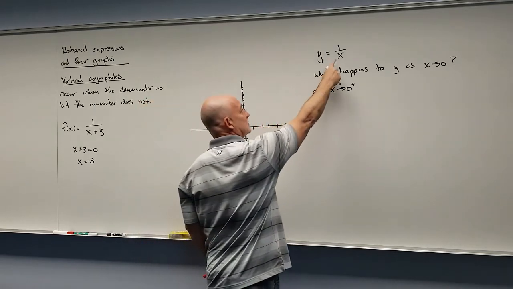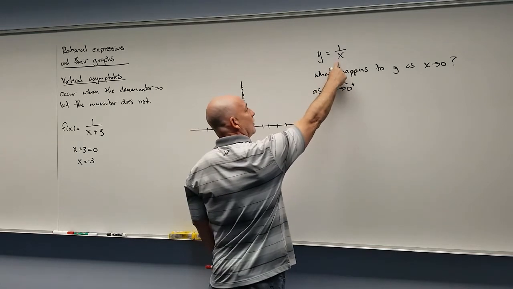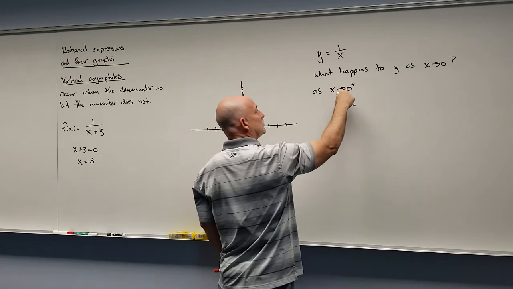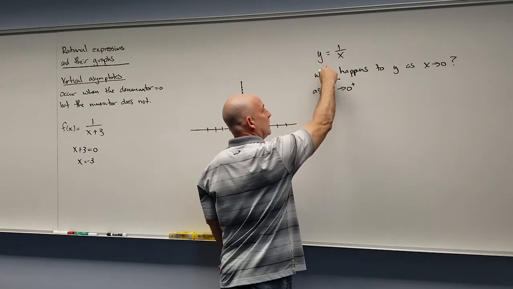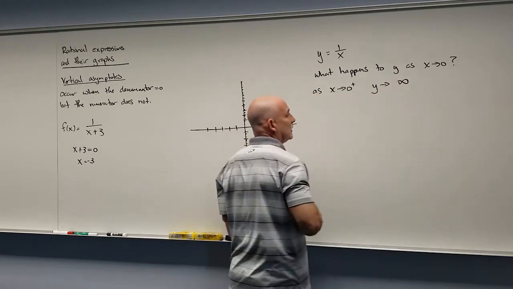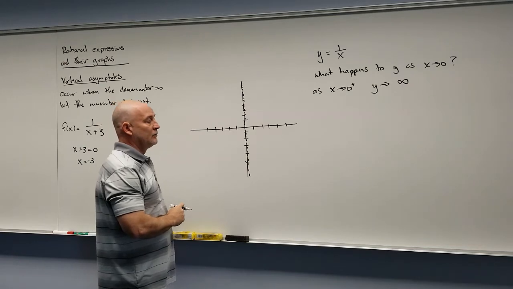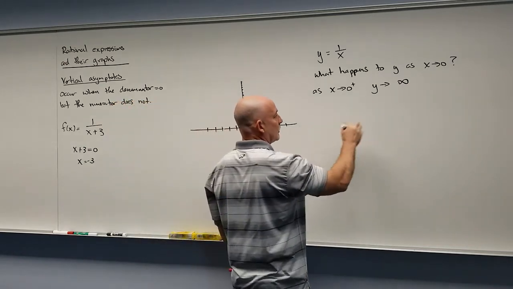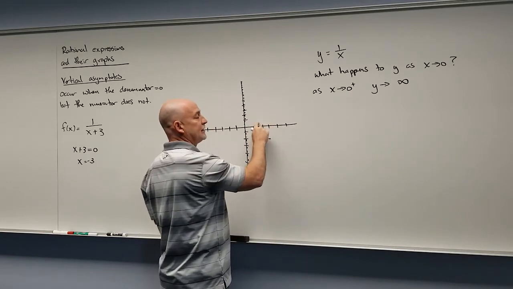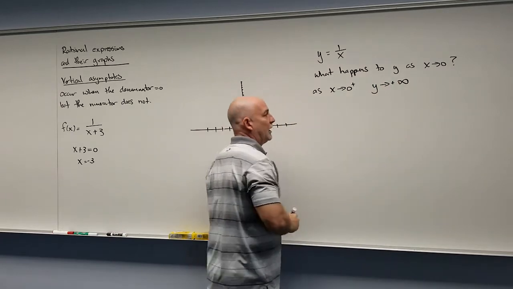What's going to happen to this expression? Well, if the bottom's getting smaller, that means the entire thing's getting bigger. So as x gets smaller and smaller and smaller, y is getting bigger and bigger and bigger. That means y is going to approach infinity. Now, is it going to approach positive infinity or negative infinity? Well, since we're approaching 0 from above, that means all the x values are positive. So a positive divided by a positive would be we approach positive infinity.